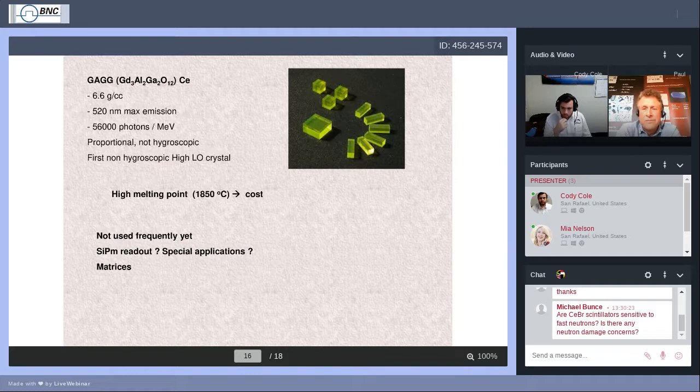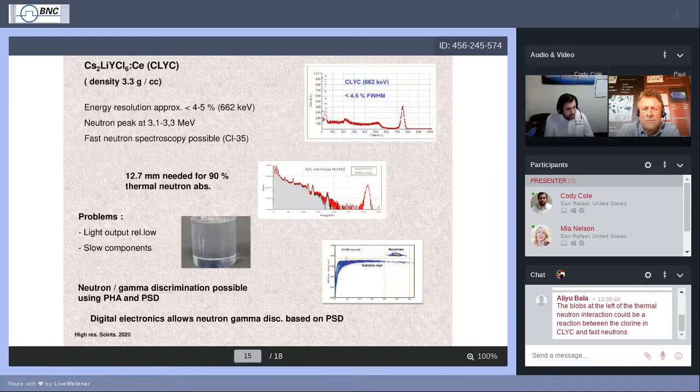Sorry. All right. Moving back to CLYC, there seems to be a lot of GAGG and CLYC curiosity. Dr. Haluk is wondering if neutrons affect the energy resolution of the detector due to neutron damage over time. So he's curious if CLYC is susceptible to neutron damage. Neutron damage, it's a good question.